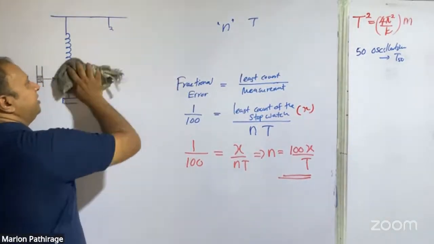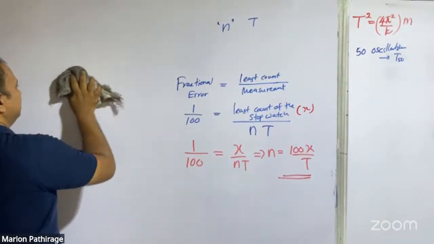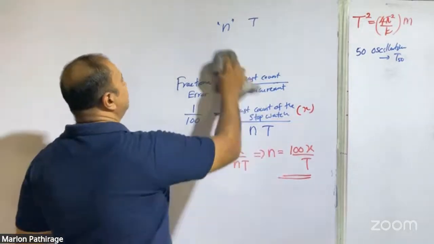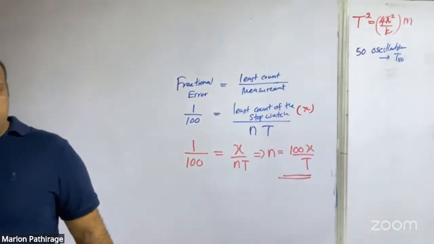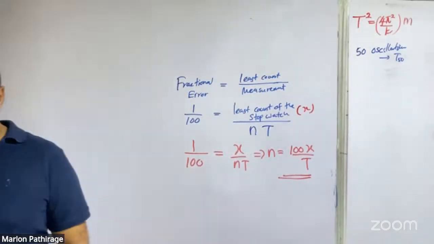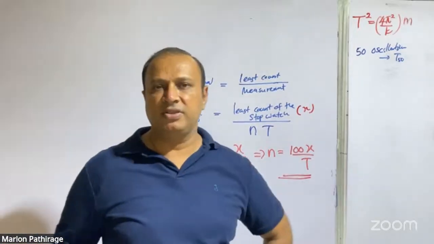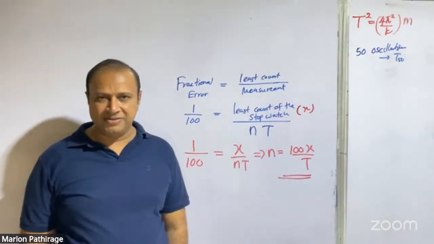Questions. Question number one. How do you count the number of oscillations?